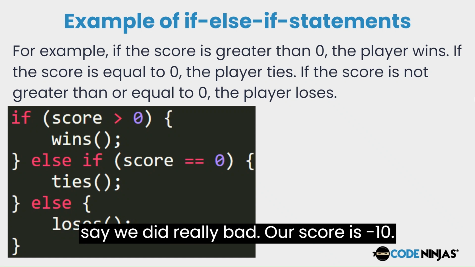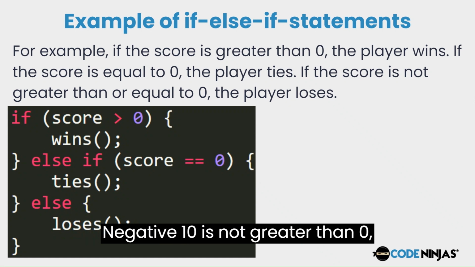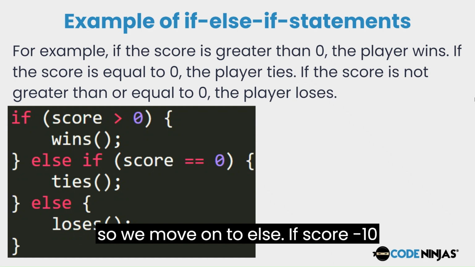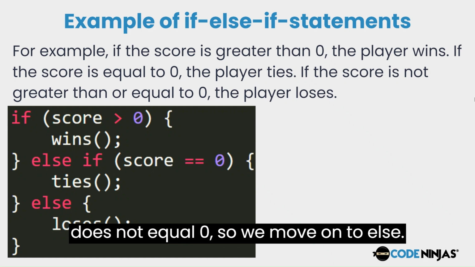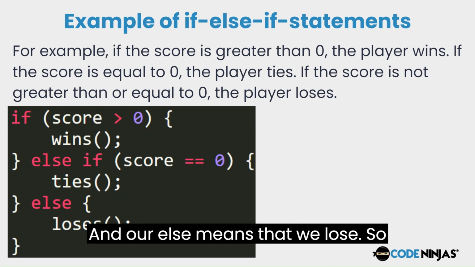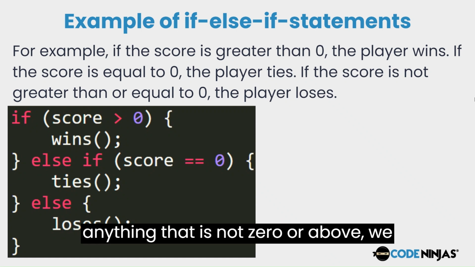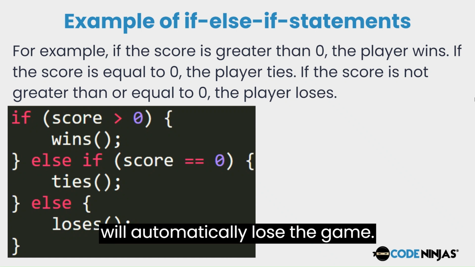Now let's say we did really bad. Our score is -10. -10 is not greater than 0, so we move on to else if. Score -10 does not equal 0, so we move on to else, and our else means that we lose. So anything that is not 0 or above, we will automatically lose the game.